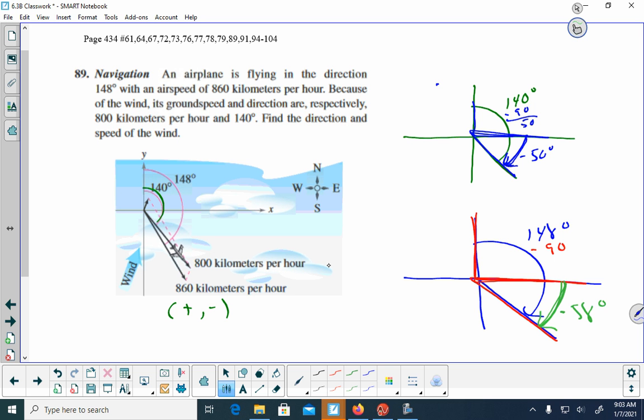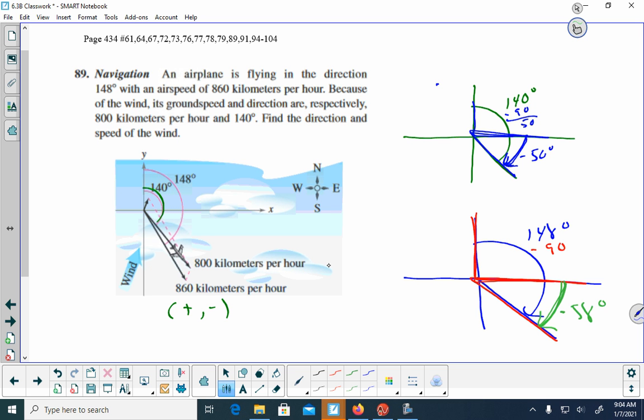Okay, so now what it tells me is that the airplane is flying at 148 degrees with a speed of 860. Because of the wind, which I don't know, the ground speed is in direction R, 800 kilometers per hour, 140 degrees. So what that's saying is the pilot up there in the plane and all the passengers on the plane are going 860 kilometers at 148 degrees. But if I'm a person standing on the ground or the control tower, the plane isn't actually flying that fast. It's actually not going at that angle because the wind is pushing that plane a little bit, a lot, depending on the speed of the wind.